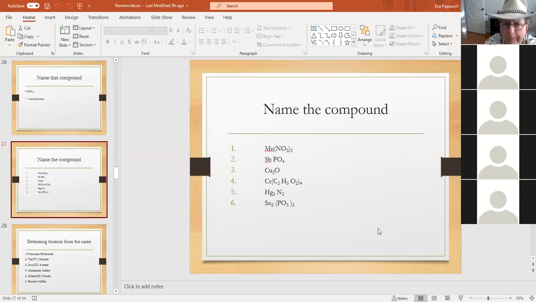NO3 is a -1. Okay, Blake. NO3 is a -1. How many of them do I have? You have 2 of them. So what's the total negative charge? -2. So manganese would be a positive 2. So name it.